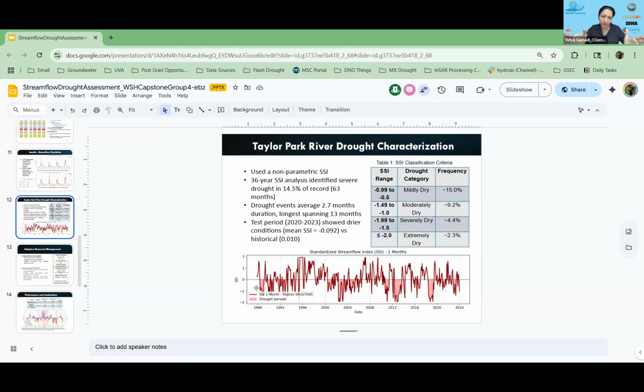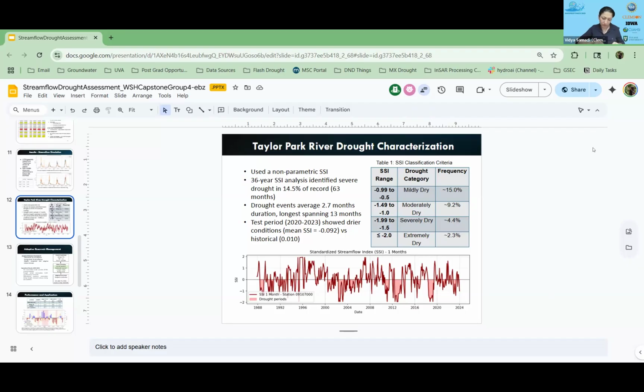The drought periods you can see in this plot are just the regions that are shaded in red. On average, they're about 2 to 3 months long. 2 to 3 months. Okay, great.